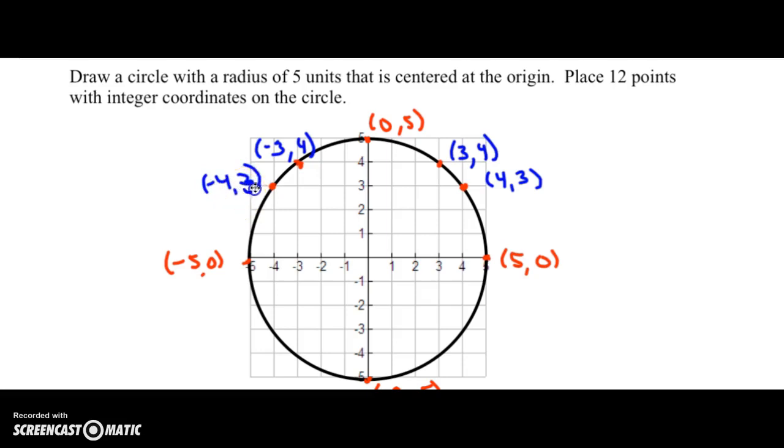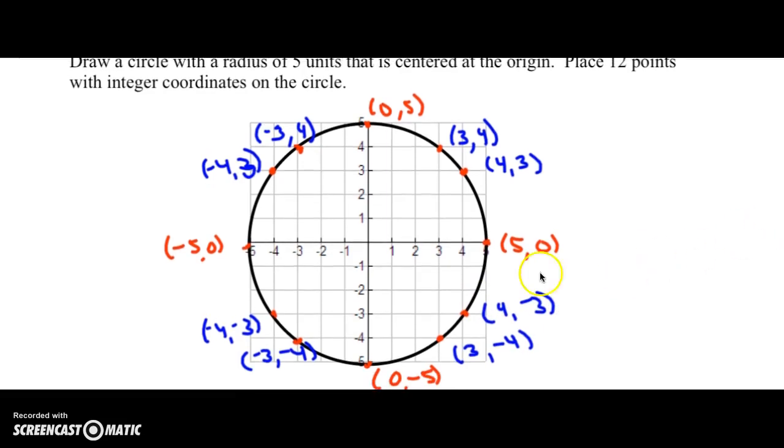And I'm guessing that we also have points down here that are symmetric to the original points that we've created, but just in quadrants 3 and 4. So we would have the points negative 4, negative 3, negative 3, negative 4, and over here 3, negative 4, and 4, negative 3. So this circle has other points on it, obviously, besides these 12 points.